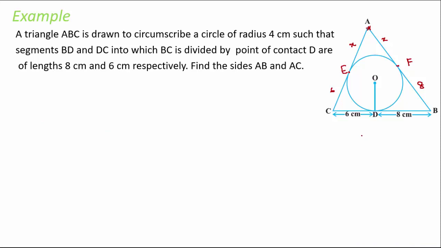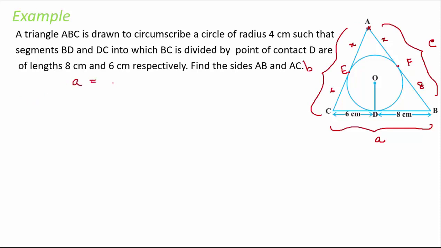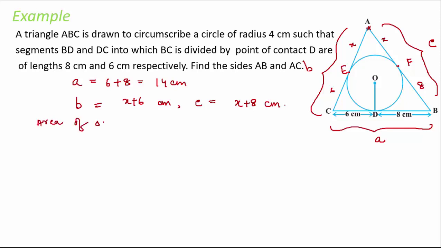Now if I talk about the three sides of the triangle, let us say this is side a, this is side c, and this is side b. So these are, let us suppose, the three sides of the triangle. So a will be equal to 6 plus 8, that is 14 centimeter. b will be equal to x plus 6 centimeter. And c will be equal to x plus 8 centimeter. So these are the three sides of the triangle. Now let us try to find out the area of triangle ABC.